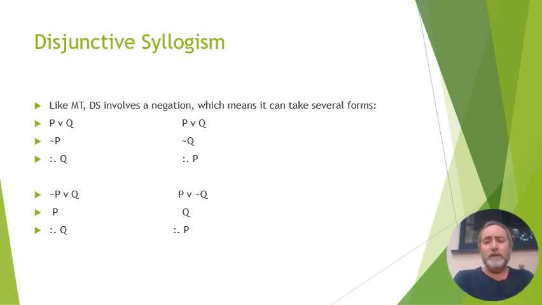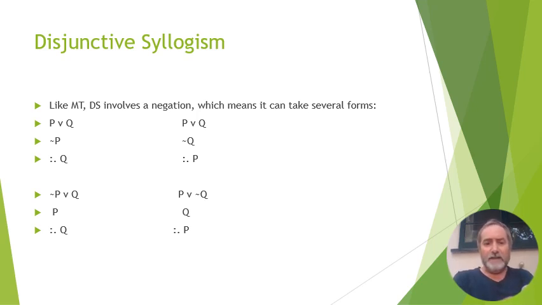So again, MT only applies to conditionals, right? But there are some parallels with DS because you're negating, right, one of the terms here. Here you're negating one of the disjuncts, and so that means that DS can take several different forms, right? So on the upper left is the form I just gave you, right, where you've got a disjunction, you negate one of the disjuncts, and you can conclude the other disjunct is true.